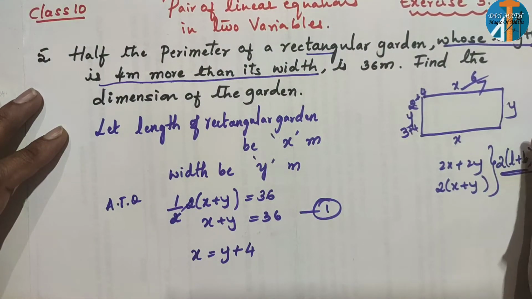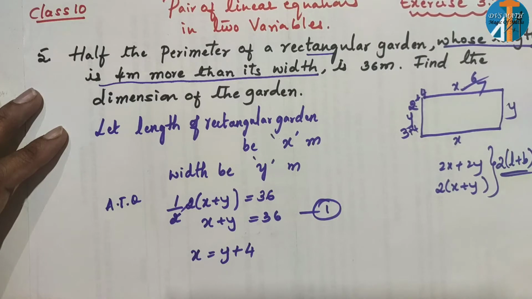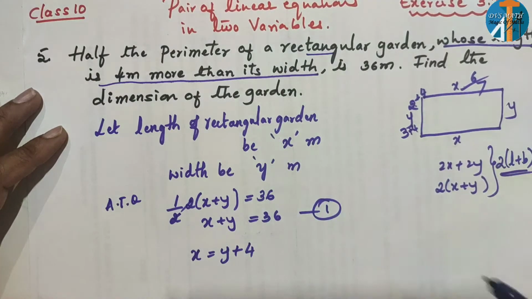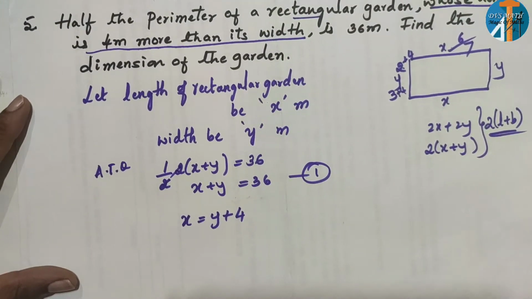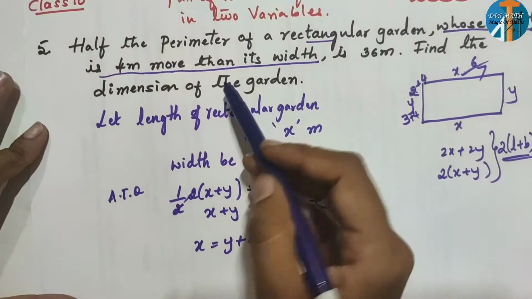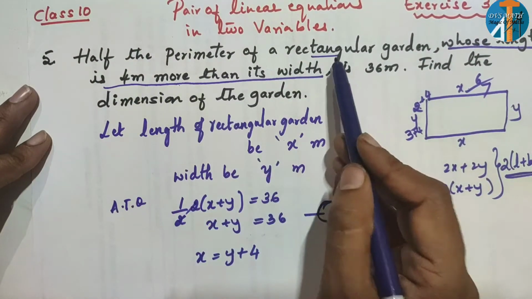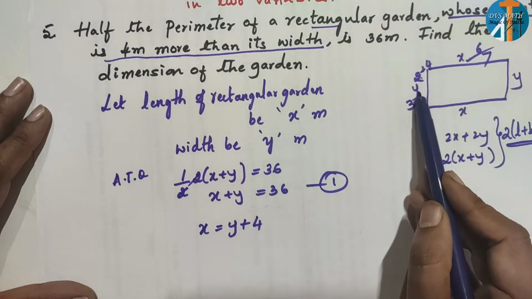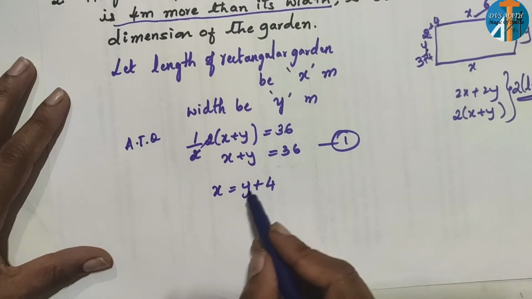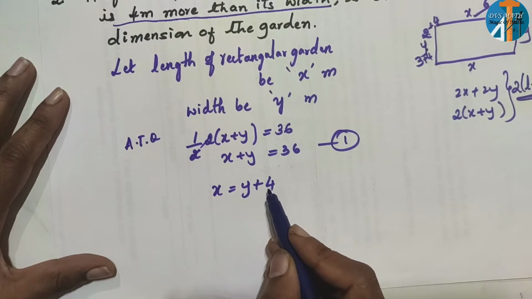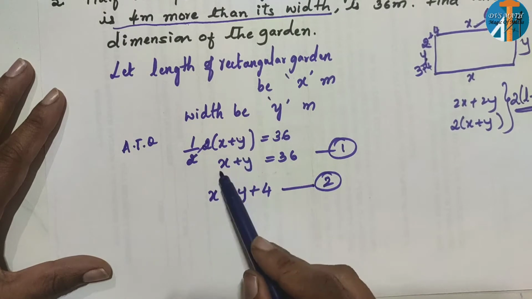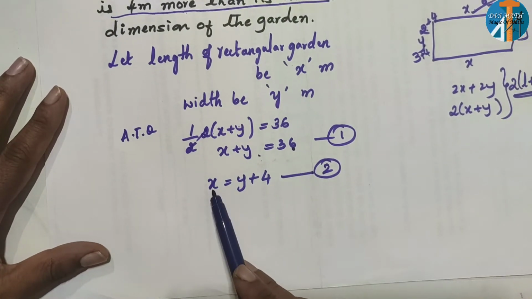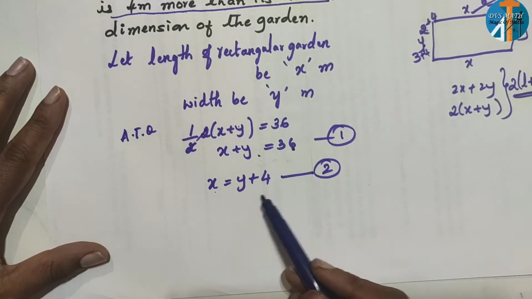More means plus, times means multiply. Here you have some keywords. More means plus, less means minus, times means multiplication. So here they're saying 4 meter more than its width, and for width we have y, so for that you have to add 4. So you got the equation. This is the second equation. So the first equation is half of the perimeter is equal to 36, and the second equation is the length is 4 more than its width.